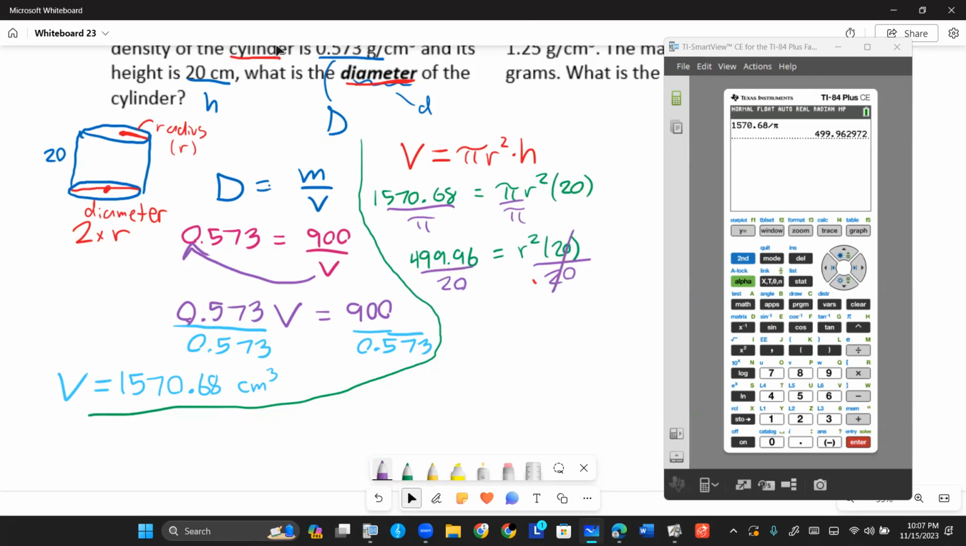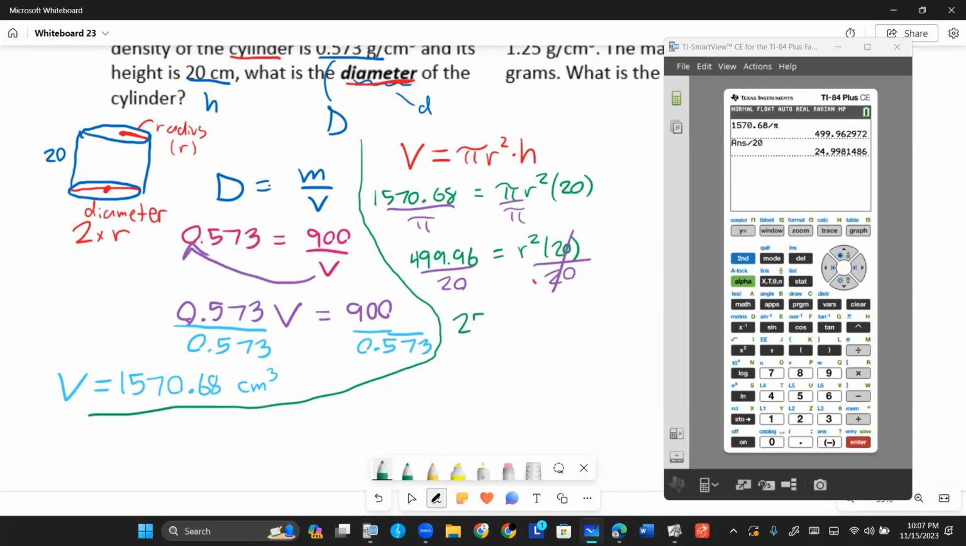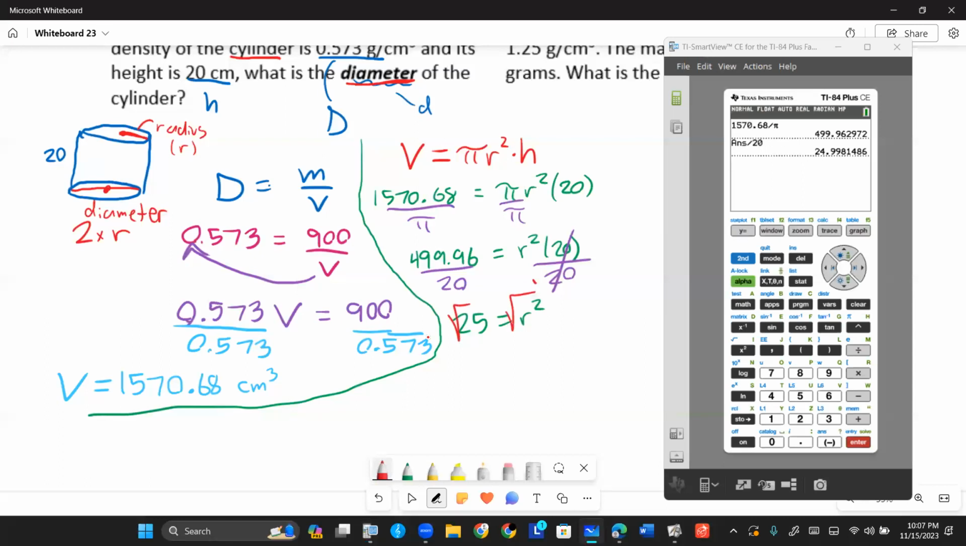That's going to give you 24.998, which at that point, I'm going to round that up to 25. So that's going to be about 25. And now we can square root it to get the radius, and the radius is going to be 5 because the square root of 25 is 5. So you'll have your radius as 5, in this case, centimeters.